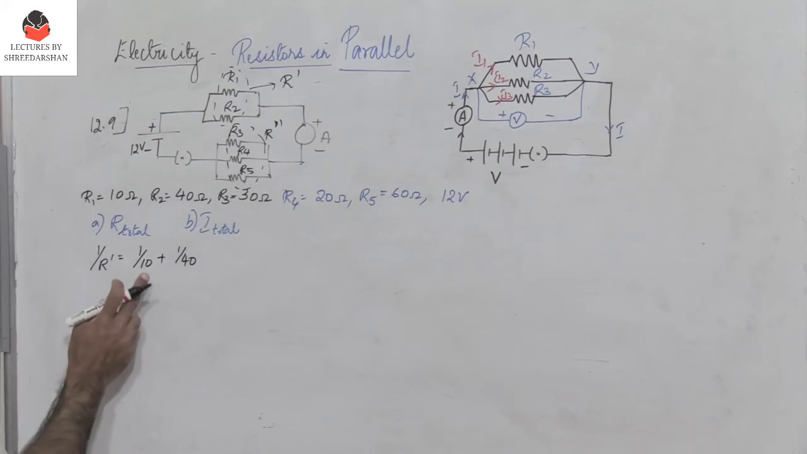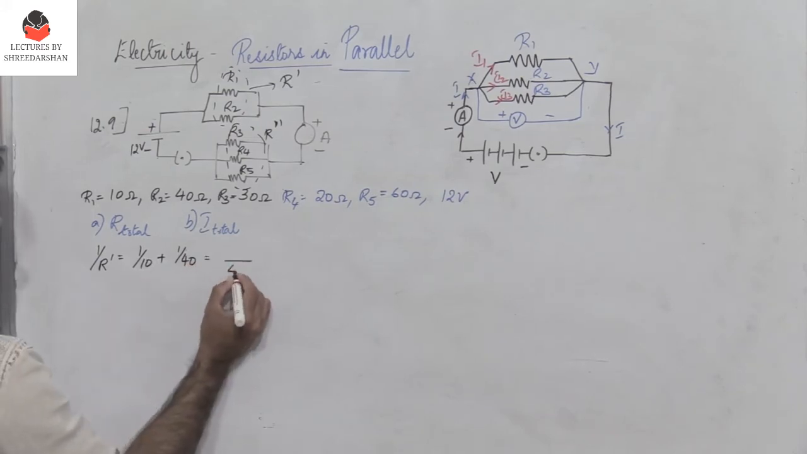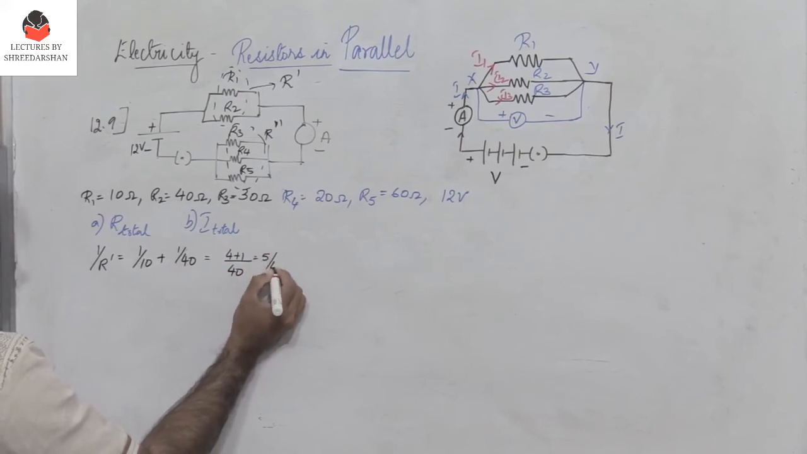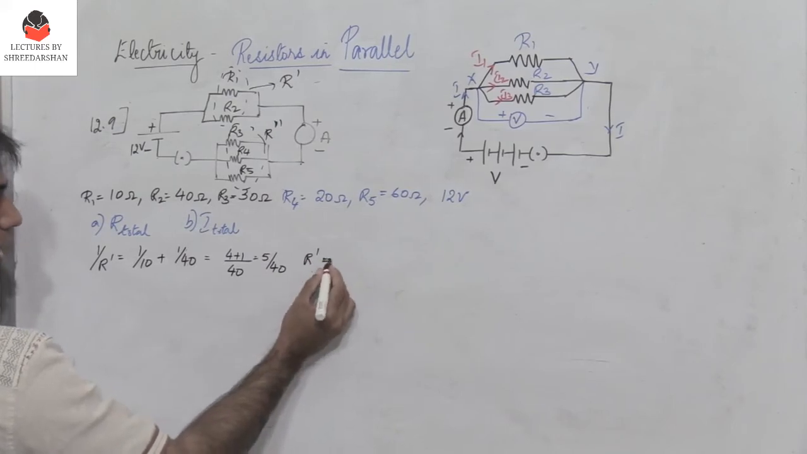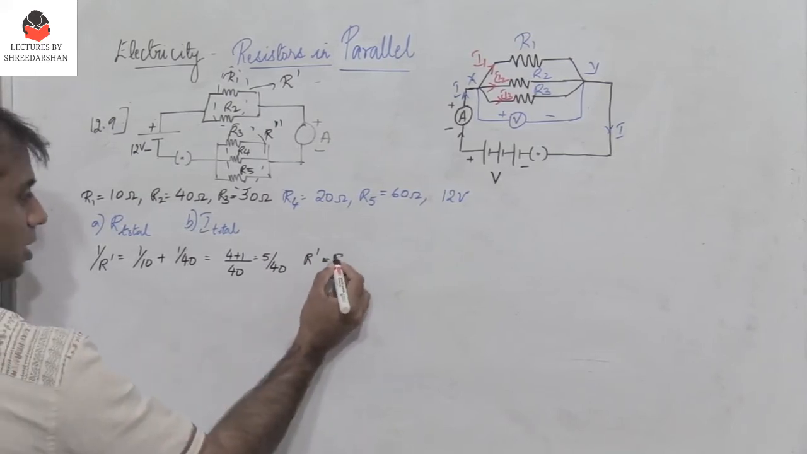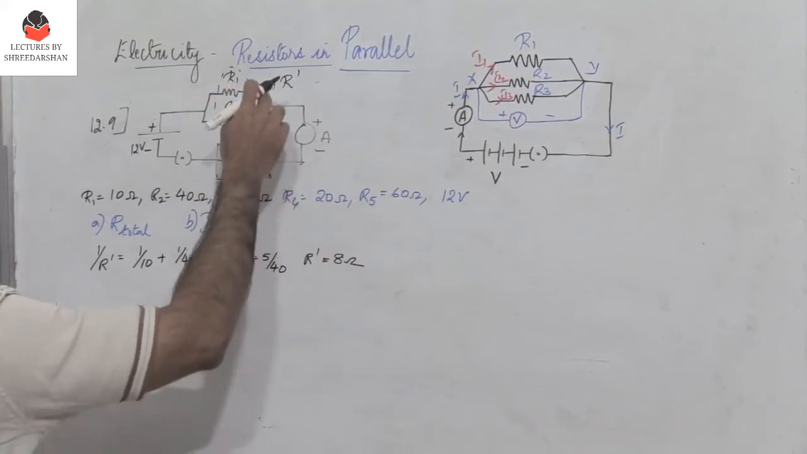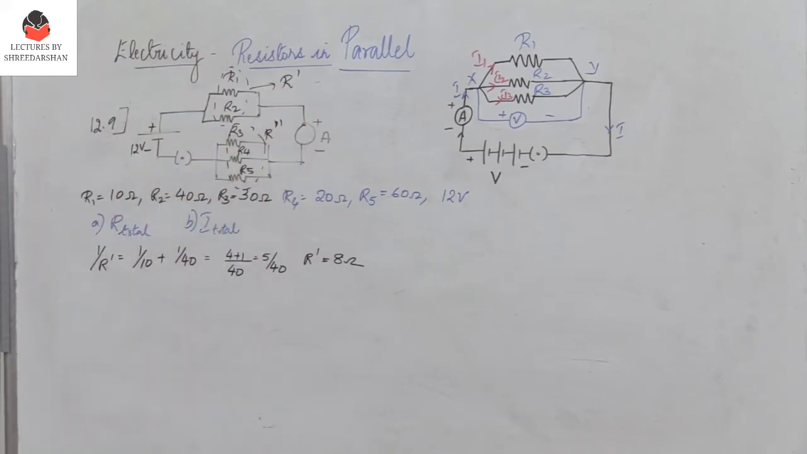Alright, so what do we get? So this is 4 plus 1, which is 5, by 40. Or what is R dash? It is 40 by 5. So what is 40 by 5? It is 8 ohms. So I can replace this by R dash, which is 8 ohms.